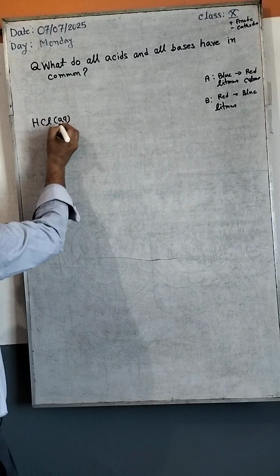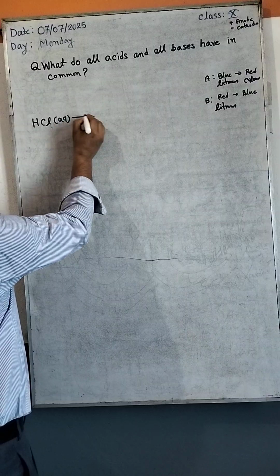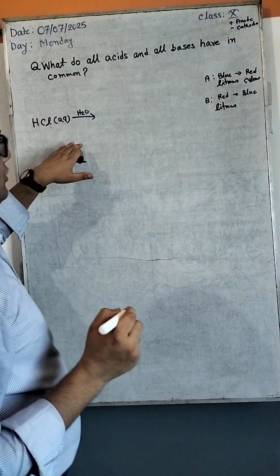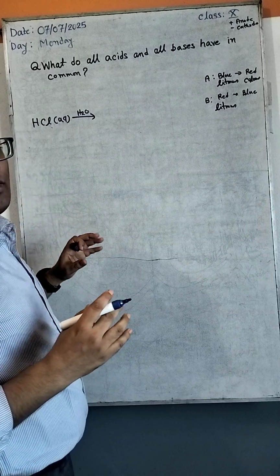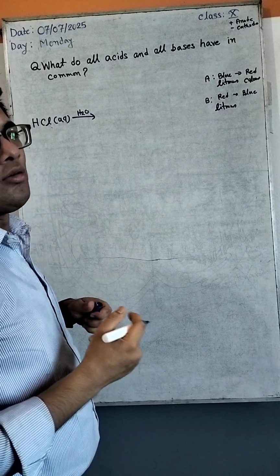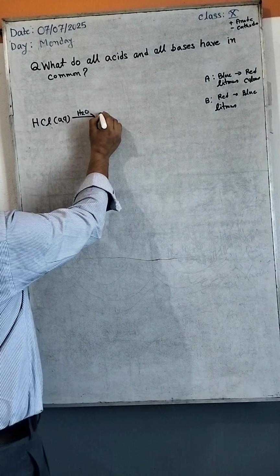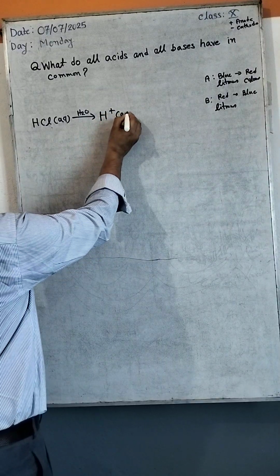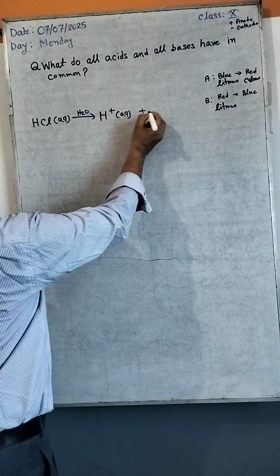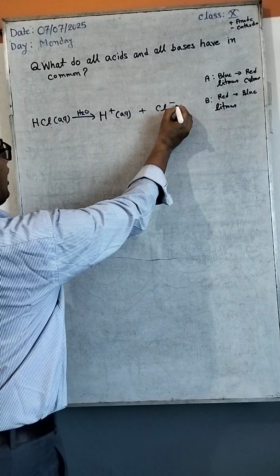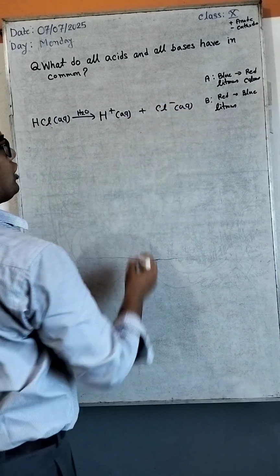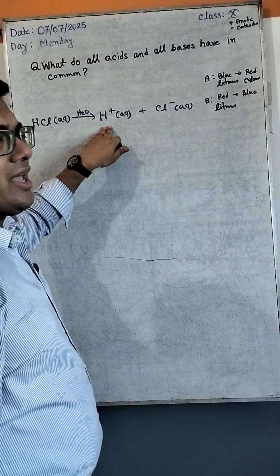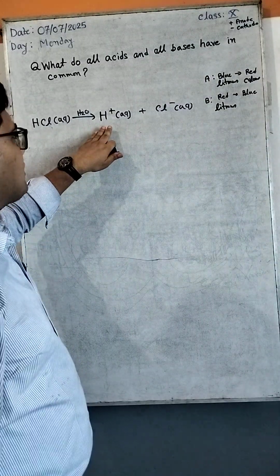In aqueous solution, you add water. In aqueous solution, HCl breaks down, and after dissociation it forms H plus ion in aqueous solution plus Cl minus ion in aqueous solution. This forms the positive ion H plus, which is called a cation.